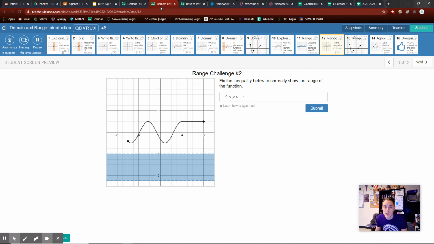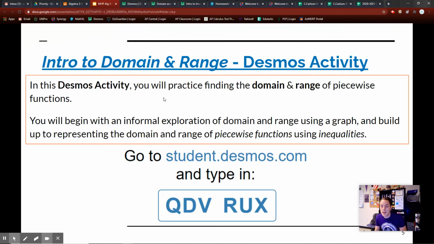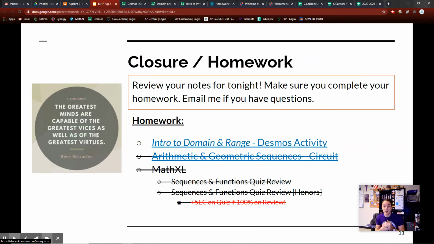I hope you enjoy this Desmos activity. I hope you learn a little bit more about how functions relate to domain and range, and also Desmos. We're going to learn about piecewise functions tomorrow because we're actually going to graph those tomorrow. And yes, graph them and do a little bit more work with them.